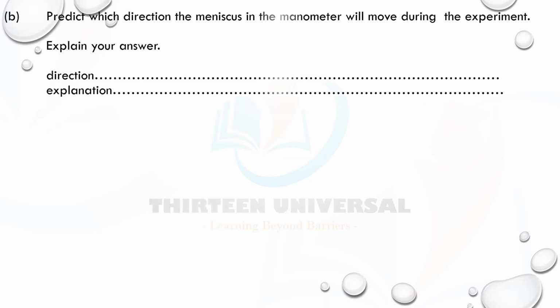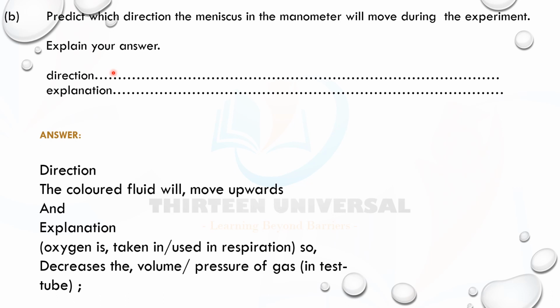1 mark. Predict which direction the meniscus in the manometer will move during the experiment. We have said it: it will move upwards. Why? Oxygen is used for respiration, so the volume decreases and the pressure also decreases. The colored liquid will move upwards, as oxygen is taken up in respiration, which decreases the volume and pressure of gas in the test tube. That's why it moves upward.